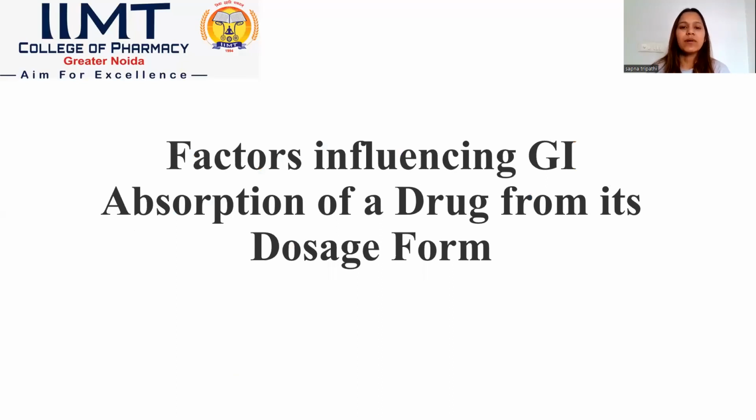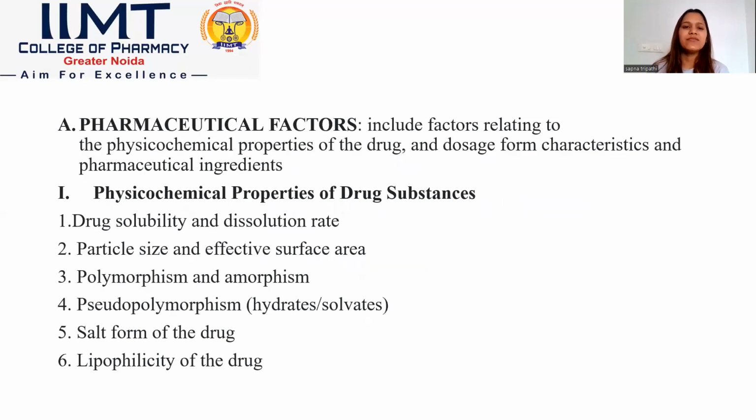Next, when we talk about the factors affecting absorption of drugs, there are many factors, but we can classify them in two categories. The first one is the pharmaceutical factor and the second one is the patient-related factor. Pharmaceutical factors include factors related to the physicochemical properties of the drug, dosage form characteristics, and pharmaceutical ingredients. We can further classify pharmaceutical factors into two categories.